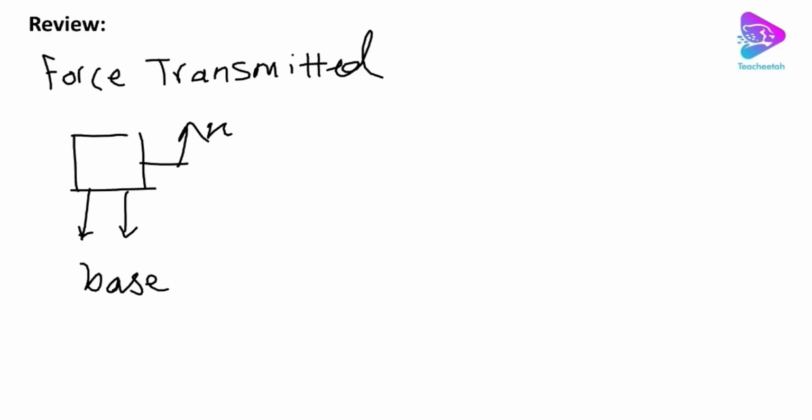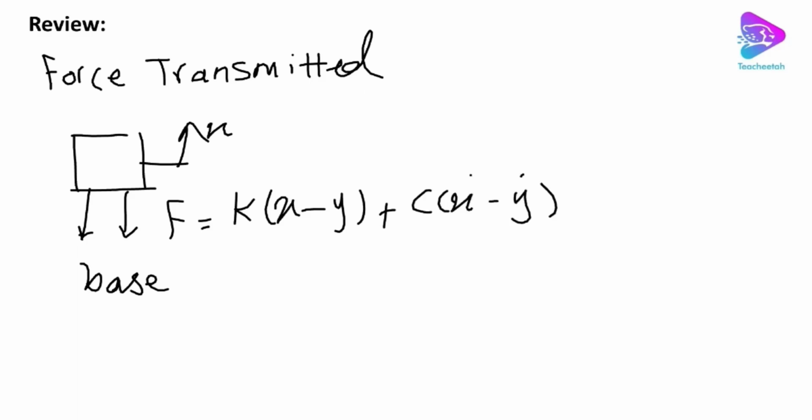So this force F is the summation of the force from the damping and from the stiffness, which is k(x minus y) plus c(x dot minus y dot), which is also equal to minus m x double dot. So when you see force transmitted, it means how much force is transmitted from the vibrating system to the base, because in many design problems this is important.